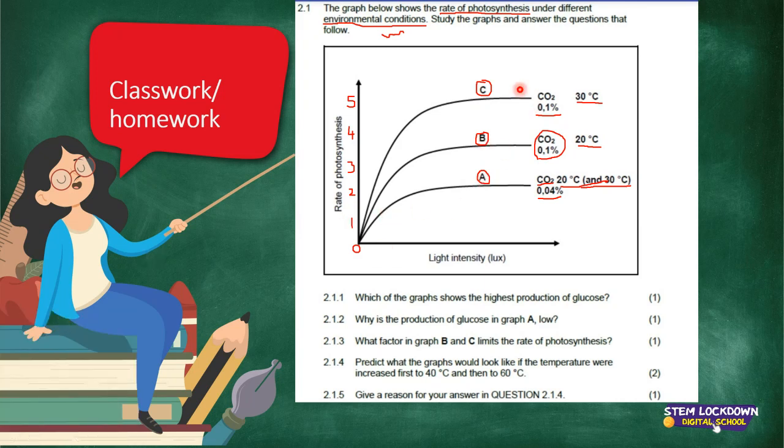We're doing graph A, B, and C. The highest one here is C because it almost reaches the 5-point mark. And that is why, just by looking at it, we can say that graph C has the highest rate of photosynthesis, therefore will produce the highest amount of glucose. All right, so I just hope that clears the confusion there.